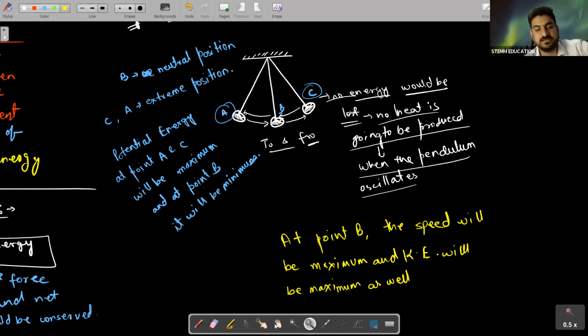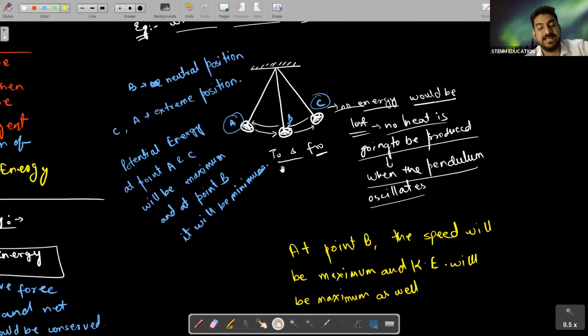Go ahead, you can write it down. This is a very important example. And the total mechanical energy is going to be conserved. Because when the kinetic energy is zero, the whole of the energy would be in the form of potential energy. And when the potential energy would be zero at point B, the whole of energy would be in the form of kinetic energy, the energy due to motion. Okay, so go ahead and write it down.